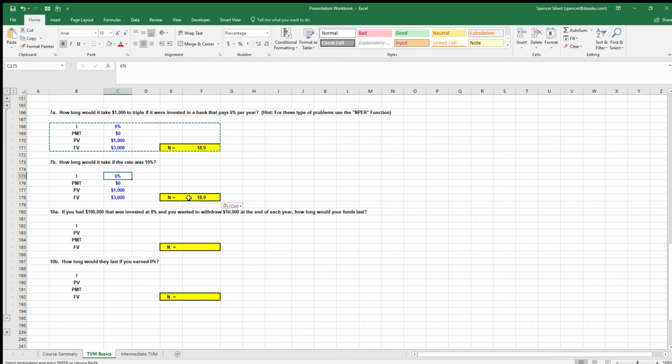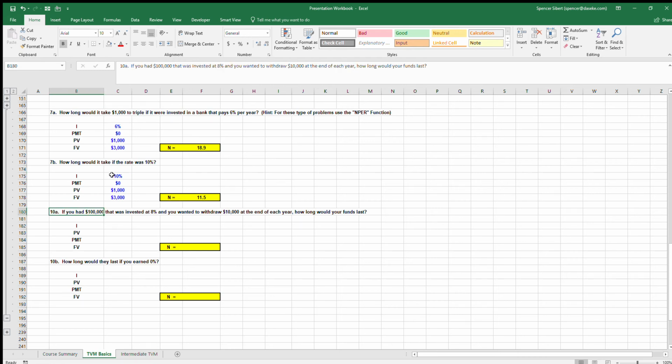Now, going to this question, how long will it take if the rate was 10%? We're taking the exact same question, which is why I copied all this and put it down here. Instead of 18.9, we're going to change this from 6% to 10%, and we notice that our number of years goes down dramatically, which points to how powerful interest is in the world. Just a 4% increase, or I'm sorry, 400 basis points of interest increase, and you go down basically 7.5 years.